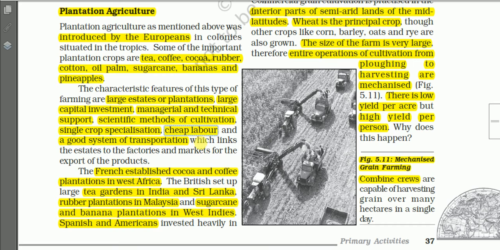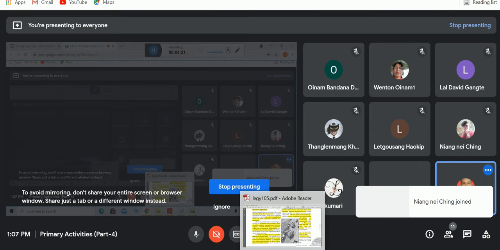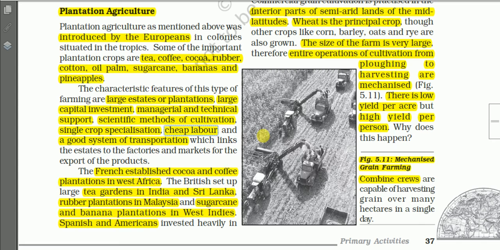Then cheap labor is required. For example, in the case of tea plantation, plucking of tea leaves is done by hand, and therefore cheap labor is required. And this labor is usually supplied by local people or by migrant laborers. And last but not the least, a good system of transportation is required.